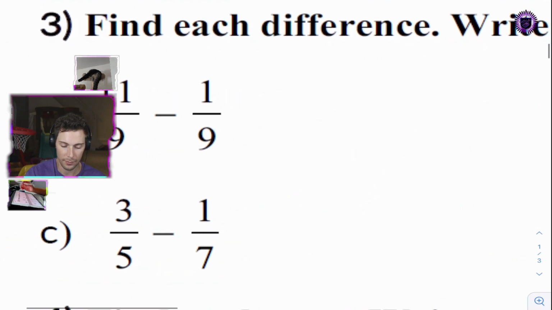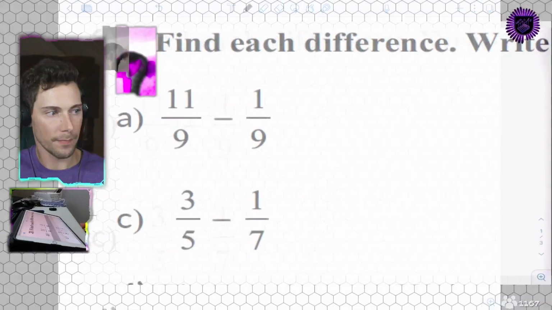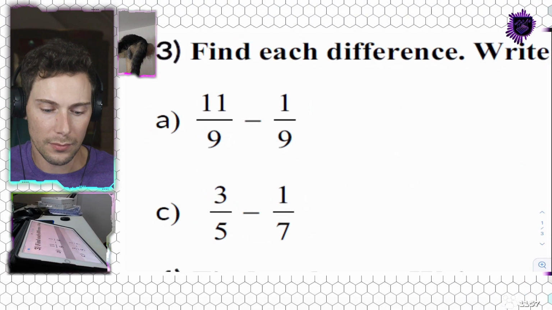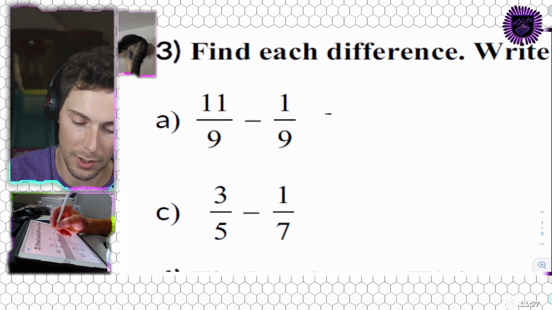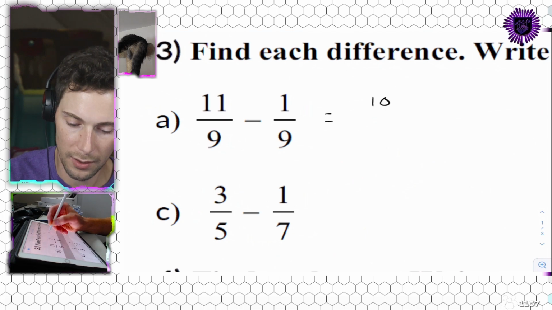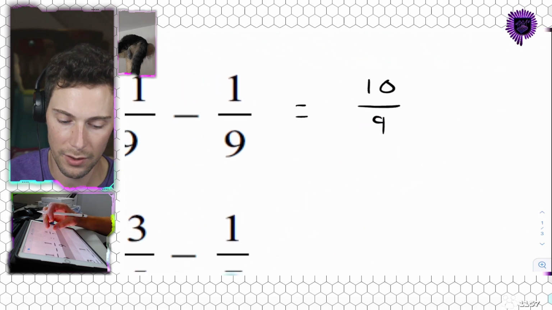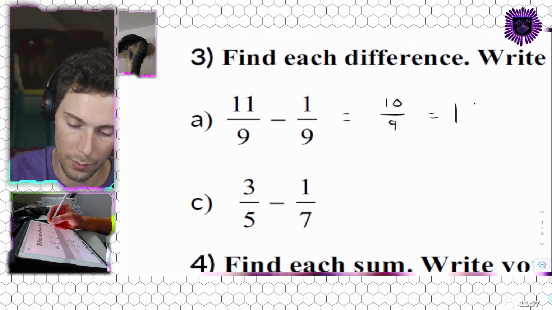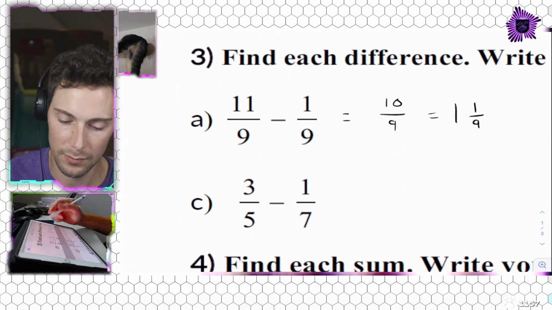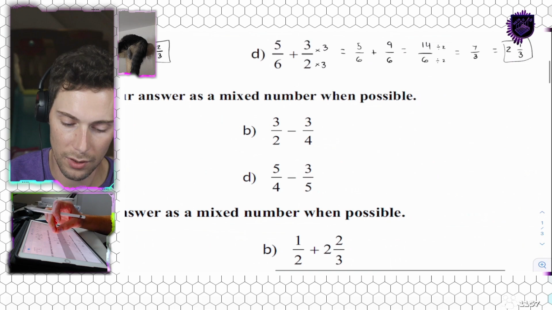Subtraction. Okay. So when we are subtracting, we are going to start off with just subtraction. So this one's going to be equal to 10/9. We have a common denominator. Just subtract the numerators, and then of course simplify. So it'll be equal to 1 1/9. Box our answer. Move on to the next question.